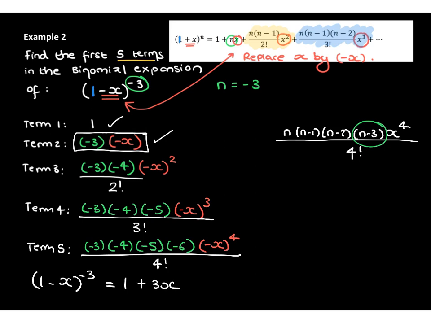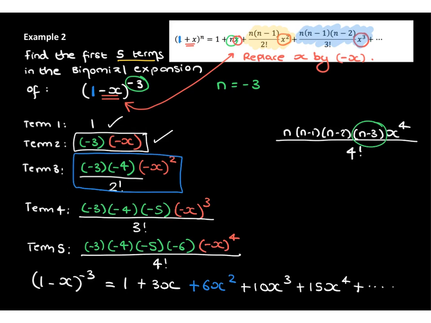See if you can work out what this term is going to be and whether it's going to be positive or negative. Hopefully you got it. It is positive and it is positive 6x squared. So let's check whether you got the right answers for the last two terms here. So term 4, we have positive 10x to the power 3, and for term 5 we have again positive 15x to the power 4 plus ... because again this is in truth an infinite series.